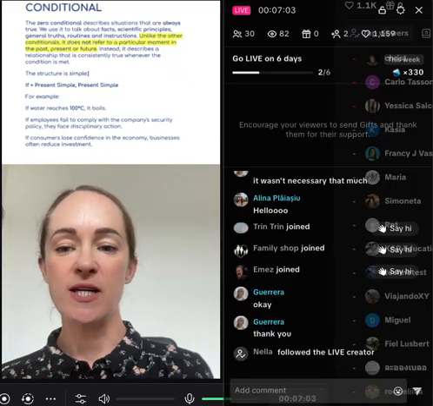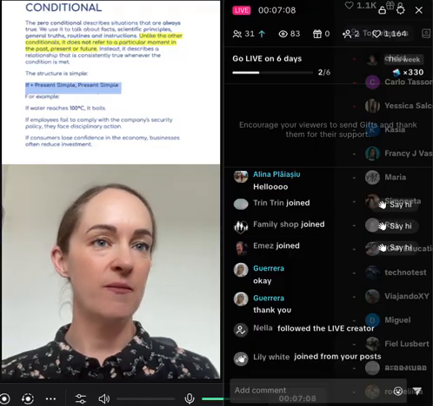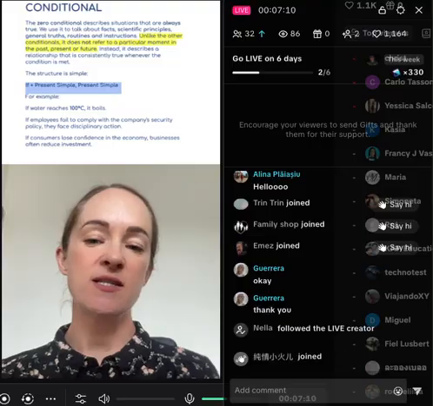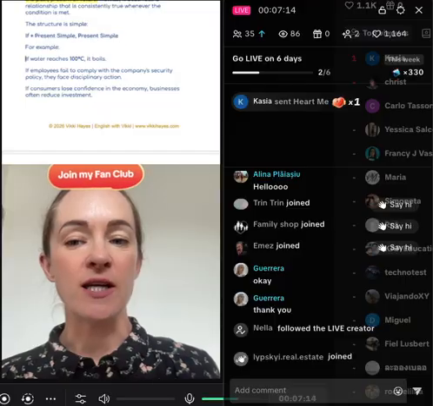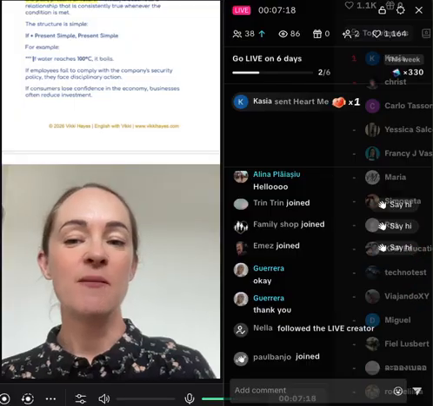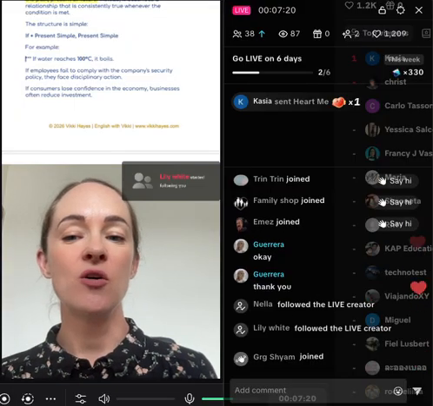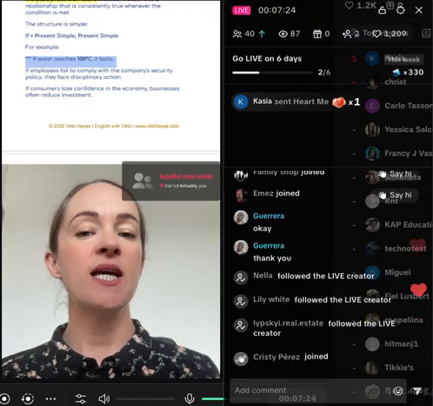So the structure is if plus present simple, comma, present simple, for example. And I would recommend memorizing this one. This is a typical one, you know. If water reaches 100 degrees, it boils.